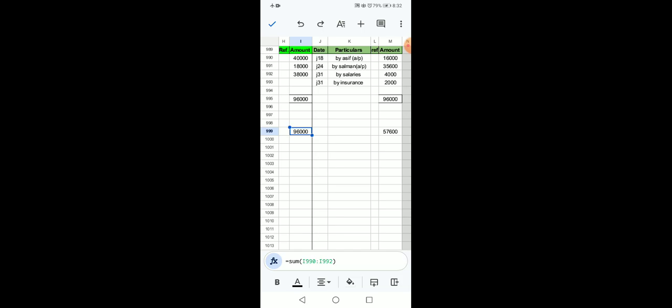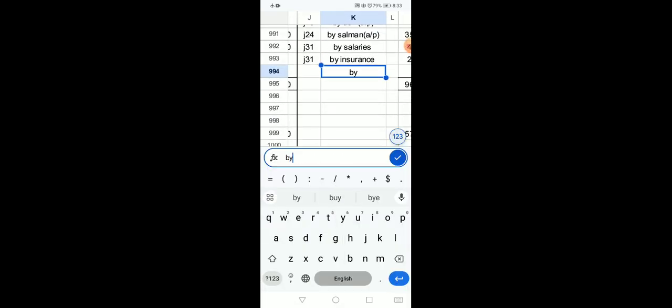Step 2, choose smaller side. Total of debit side was 96, total of credit side was 57. Smaller side is credit side. There you will write by balance, it is initial balance. And how would you calculate initial balance? By subtracting smaller sum from the larger sum. On calculator you will write larger sum first, then you will subtract the smaller sum.